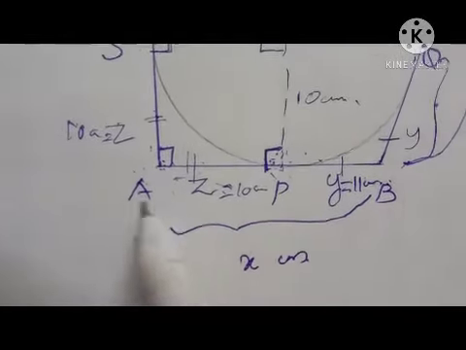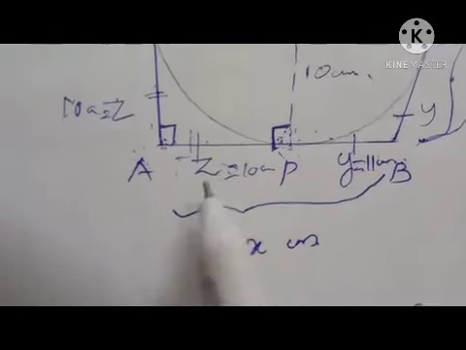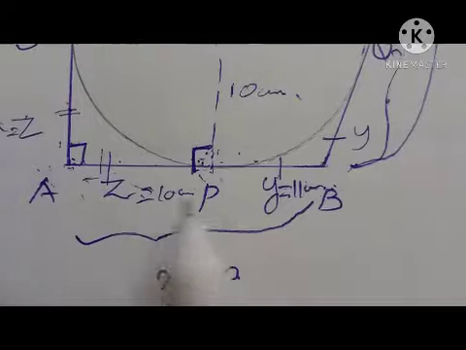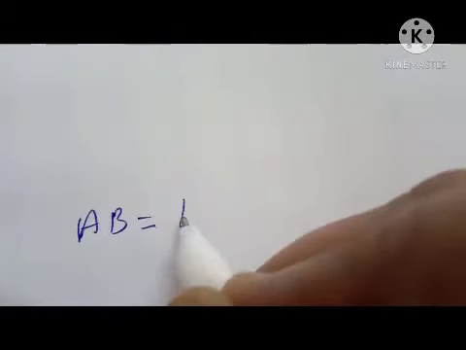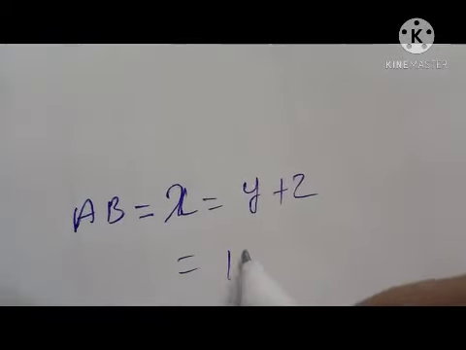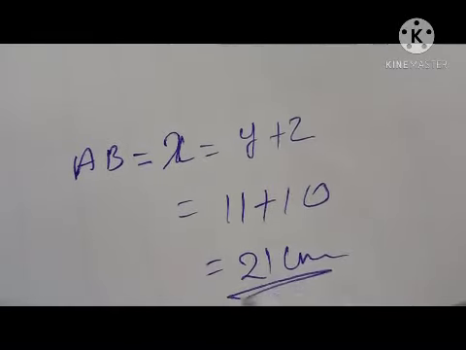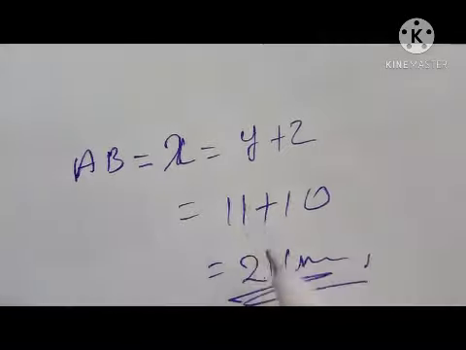Then how will we get this AB? AB is Z plus Y. That means 10 plus 11 equals 21. AB equals x equals y plus z, that is 11 plus 10 equals 21 centimeters. So this is the value of x.